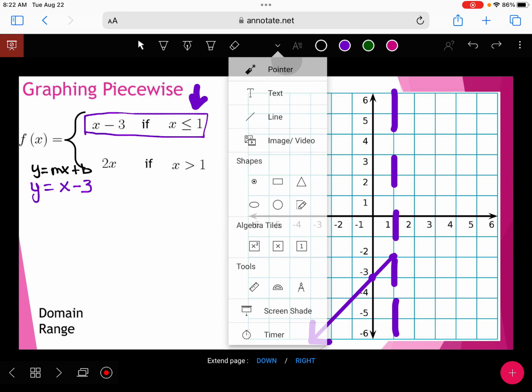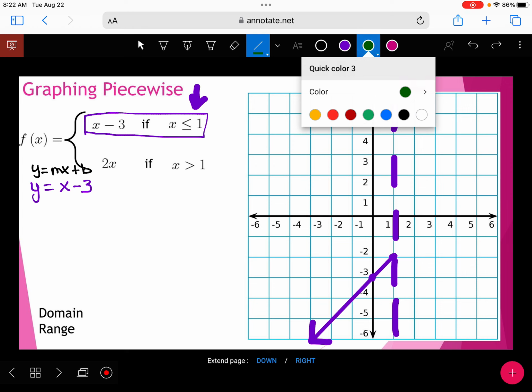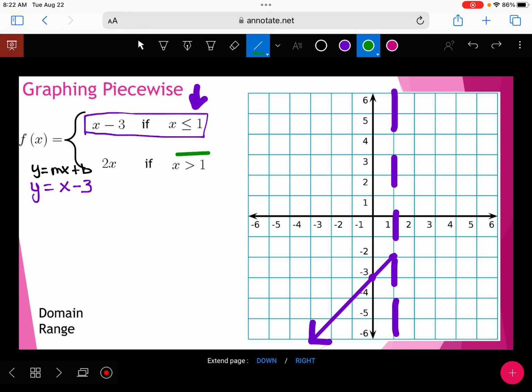let's see, I gotta get to my pointer. X is less than -1, so I can't go to the right of this line on purple. It's like a wall. I crash into it. If I want to go where x is bigger than 1, I got to come down to this rule, which is what we're going to do next.